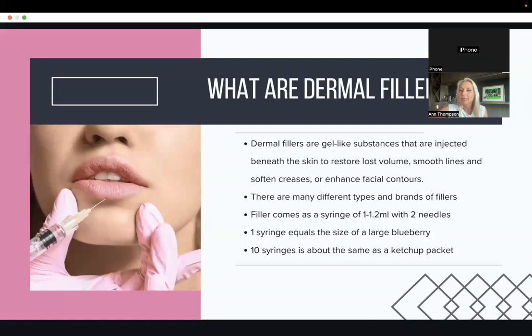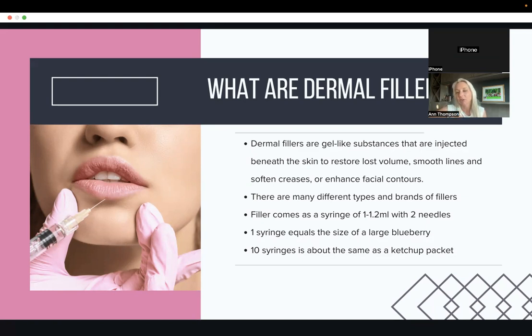So what are dermal fillers? Basically, they are all some type of gel-like substance that are injected underneath the skin, and it helps restore volume, smooth lines, and soften creases. They typically come anywhere between a 1 ml and a 1.2 ml syringe, and it comes with 2 native needles.